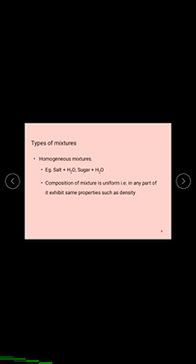If it is not uniform and we can separate the parts from one another, that is called a heterogeneous mixture. Okay, in homogeneous mixtures we cannot identify the components easily.